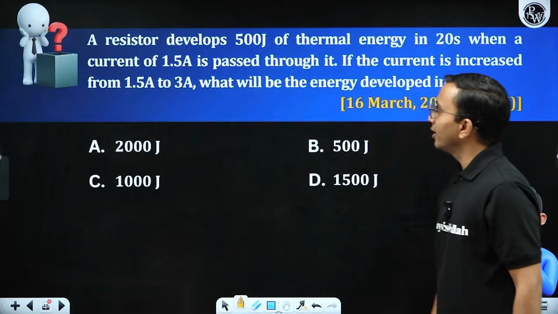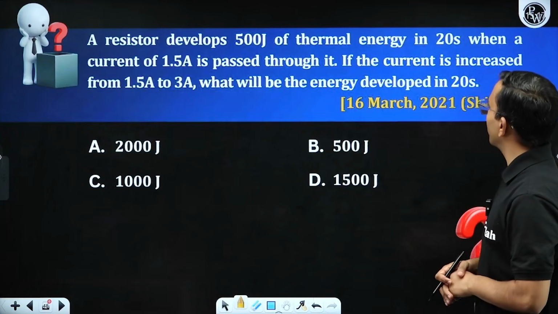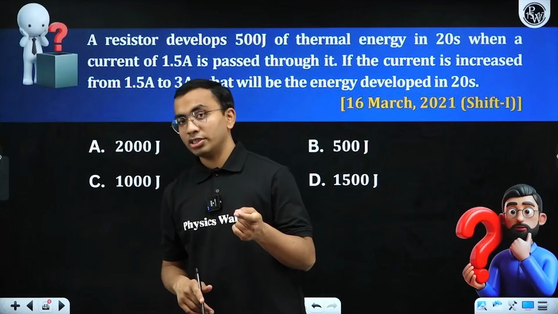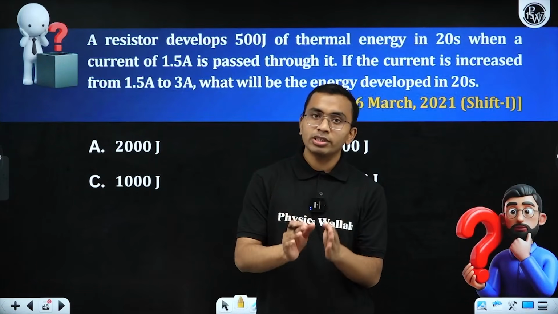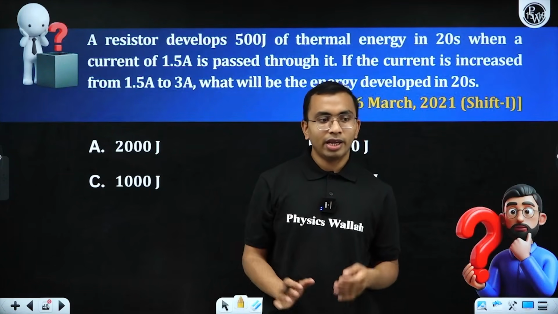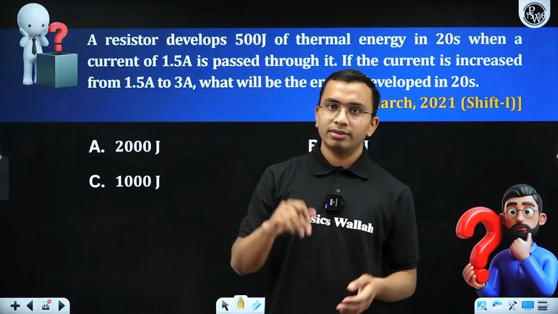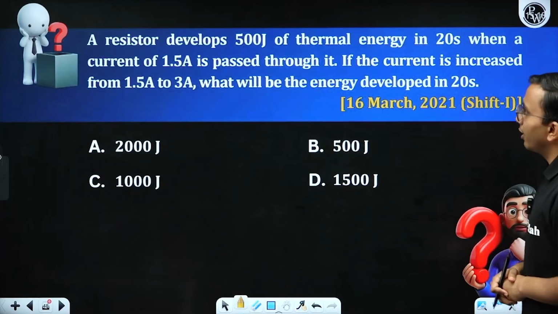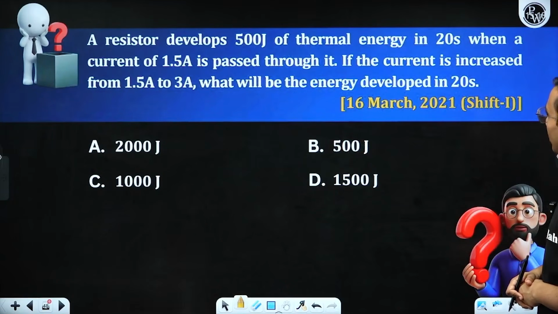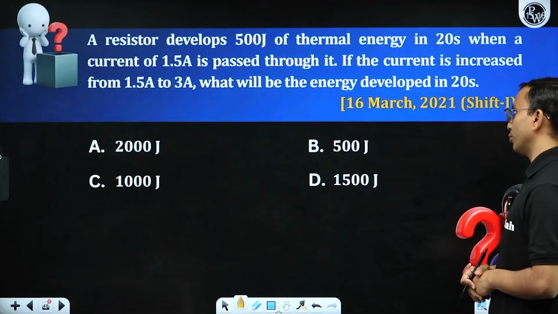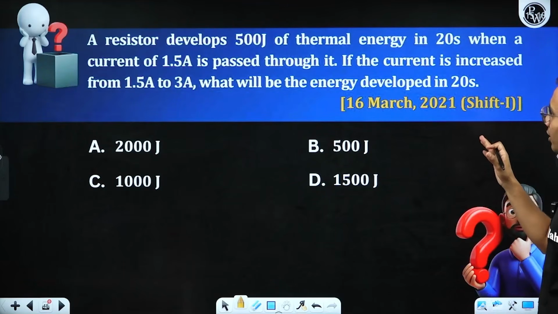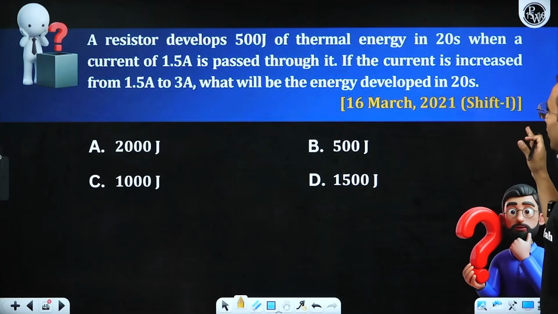Another question. A resistor develops 500 joule of thermal energy in 20 seconds. Here he is talking about energy. If you have to find energy, you will say power into time. And if power is variable, then you can integrate P dt. Now read it again. A resistor develops 500 joule of thermal energy in 20 seconds when a current of 1.5 ampere is passing through it. If the current is increased from 1.5 to 3 ampere, what will be the energy developed in 20 seconds?